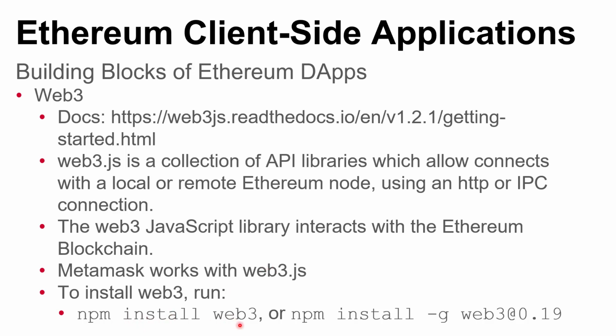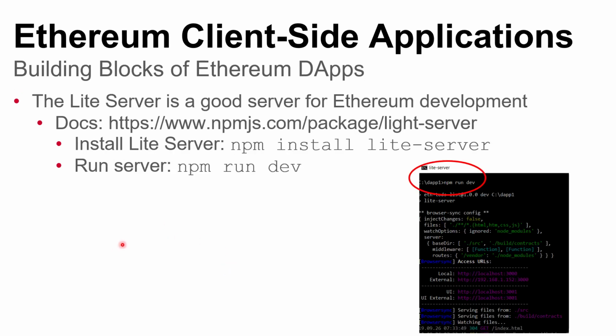You can install Web3 locally. You can see here the commands for that. One of the tools that comes with Node.js is a server called the Lite Server, and that's what we're going to use right now. If it didn't install initially from your Node.js, here is the command to install Lite Server. And in our case, we're going to be running locally, so we will be running the command npm (node package manager) run dev. And that will start our Lite Server in our development mode.